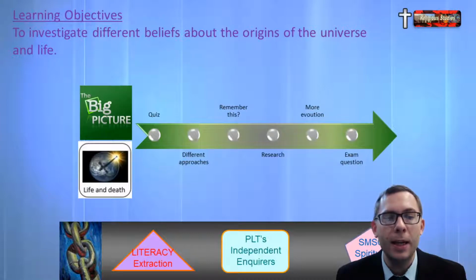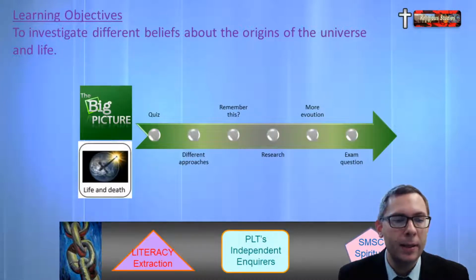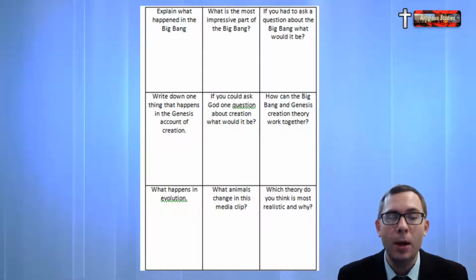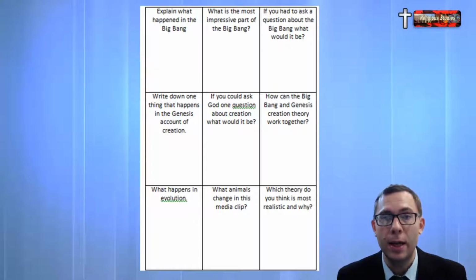So behind me then is a little overview of what we're going to look at. We're going to look at different approaches, remember this task, research, a little bit on evolution, and then an exam question as well. You're going to need this sheet in front of you for the next task. I'm going to put some slides up behind me, and you're going to look at those and then hopefully answer the questions as you go.